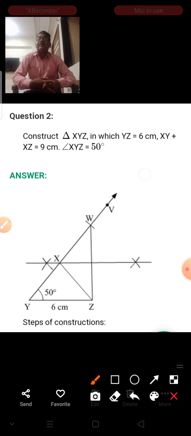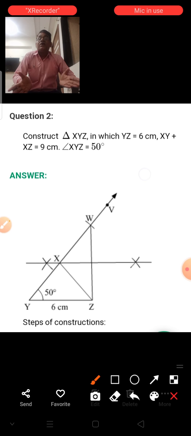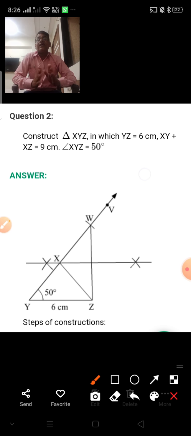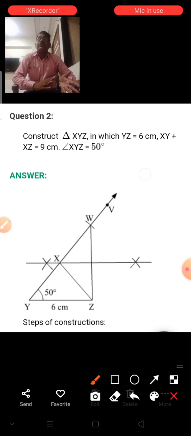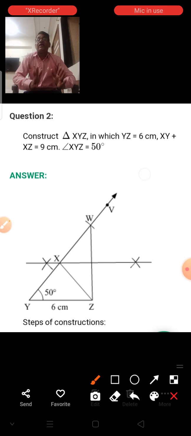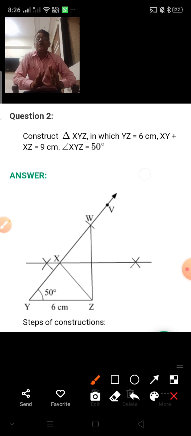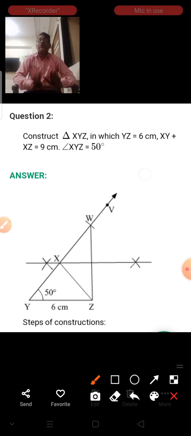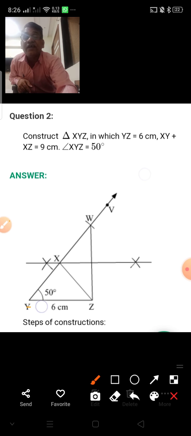See here also the base is given. YZ is the base, and the remaining two sides are XY and XZ. The addition of XY and XZ is given. So a similar thing is there in the second question also. It means you have to draw first. What you have to draw? You have to draw the base first. Say this is YZ, the base.